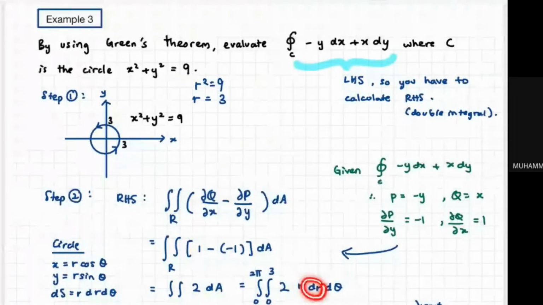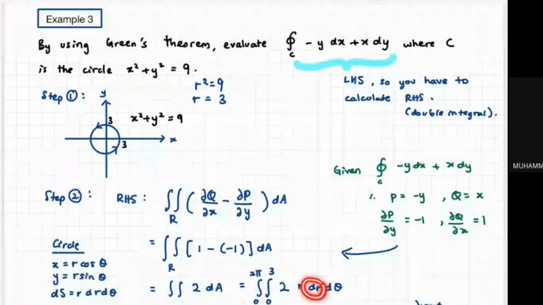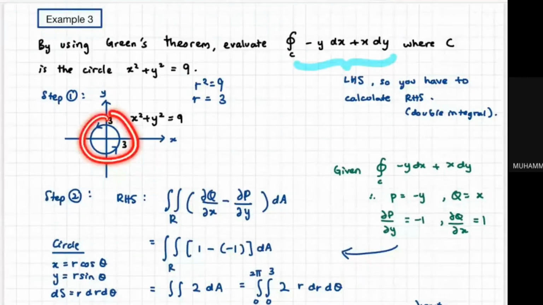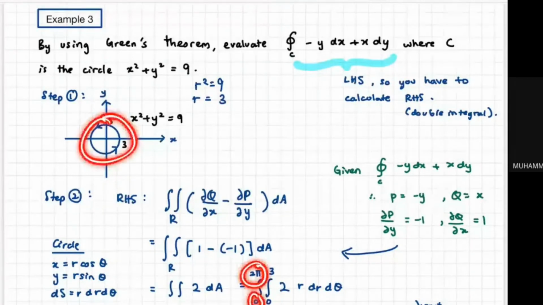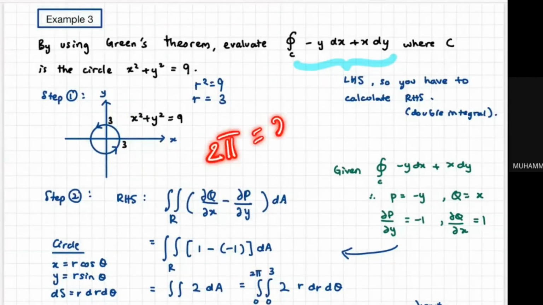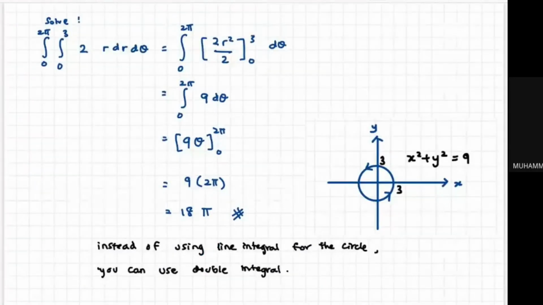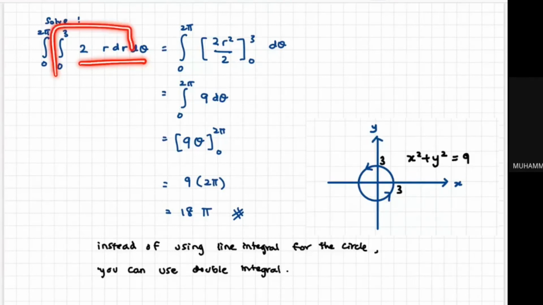Your limit for r is from 0 to 3. And the limit for theta is from 0 to 2 pi. Full circle is equal to 2 pi, 360 degrees. So this is your double integral. Solve this. 2 r dr d theta. Integrate this with respect to r. You get 2 r squared over 2.